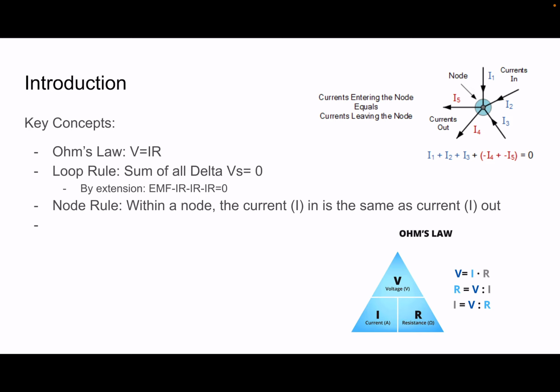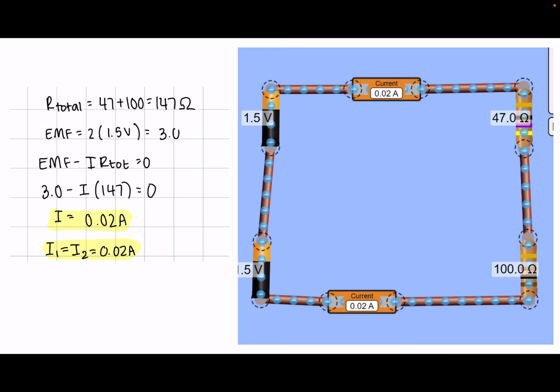So some key concepts are Ohm's law, which is volts equals current times resistance; the loop rule, which is the sum of all delta V's equals 0, since the start and the end are usually at the same place in a loop, so the total change in the voltage will be 0. By extension, there's EMF minus IR, or however many IRs you have for resistors, equals 0. And then the node rule, which is that within a node, the current in is the same as the current out. The Ohm's law and node rules are in those pictures.